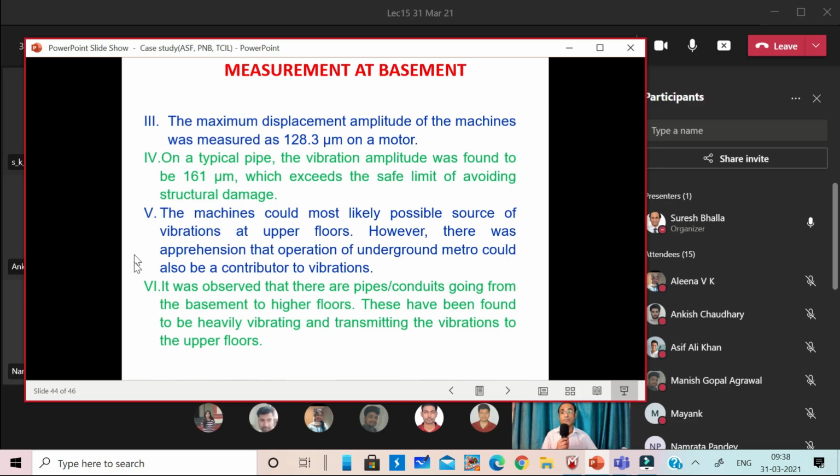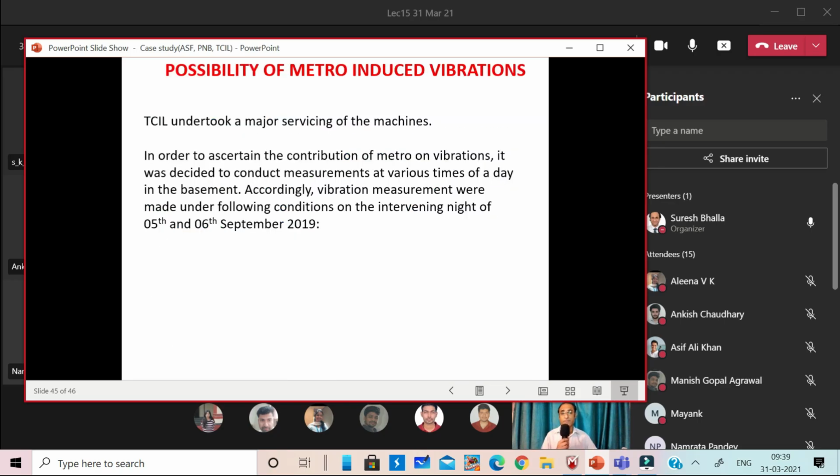So our general impression was that machines were, of course, emitting vibrations. Their vibrations were exceeding the limits, but the other suspect was the metro. So we had to study the metro, and then the other finding was the pipes, they are going up, so they are also carriers of the vibrations to the higher floors. Now the question was, how do we assess the metro? So before going to the metro, we undertook a major servicing of all the machines, and then once this was done, we went there, and the next objective was the metro-related vibrations.